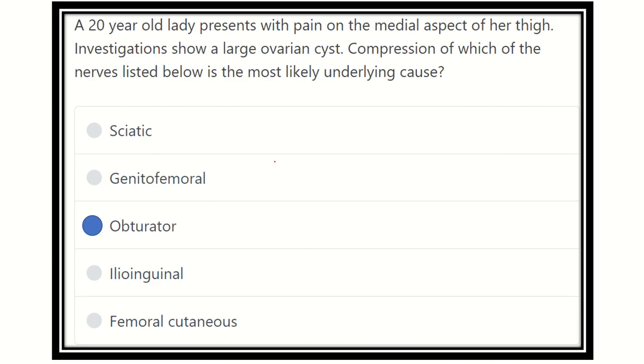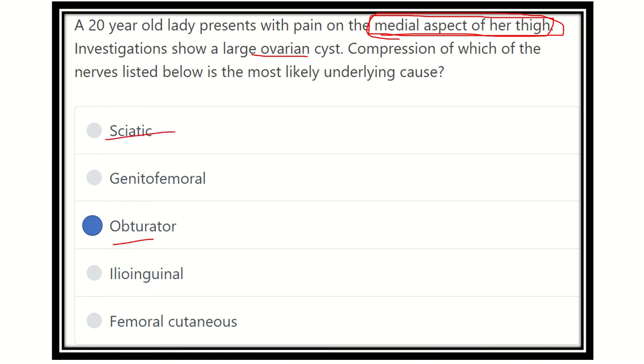So our answer will be the obturator nerve, because it is very close to the ovary, and it supplies the sensory area of the medial aspect of the thigh, and it also supplies the muscles lying on the medial aspect of the thigh, such as the adductor group of muscles, namely adductor longus, adductor brevis, adductor magnus, and the obturator externus, gracilis, and pectineus.